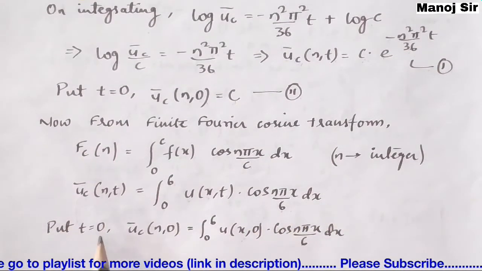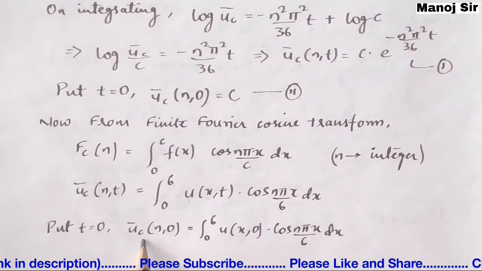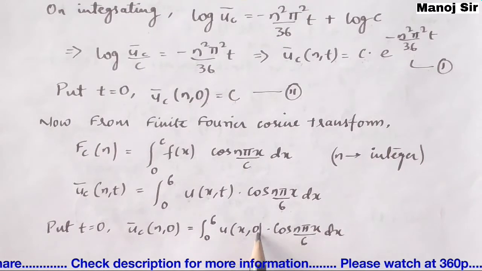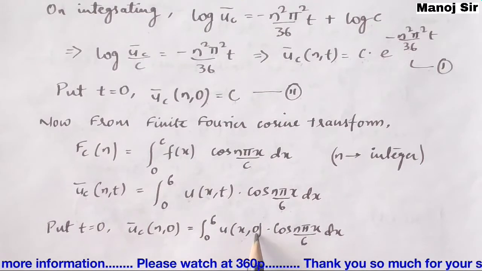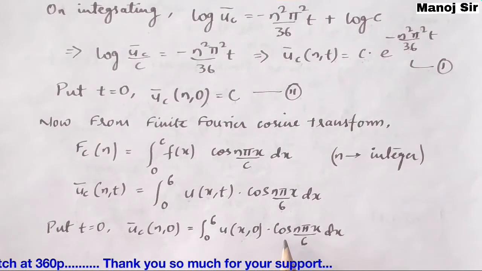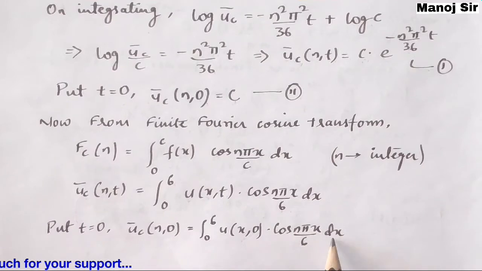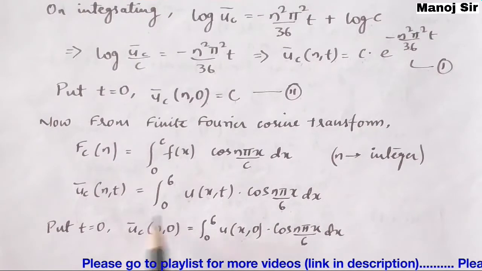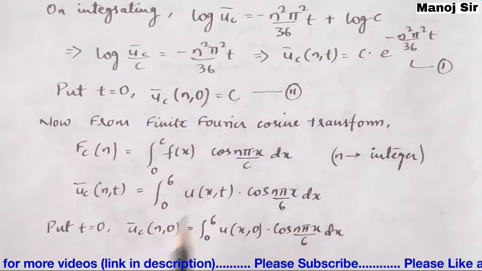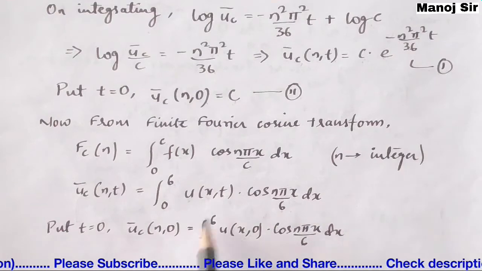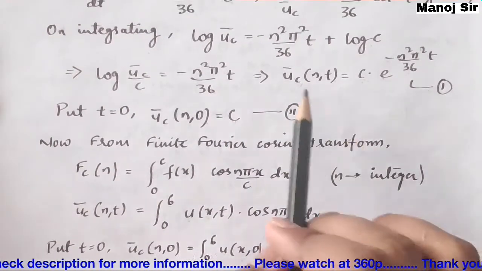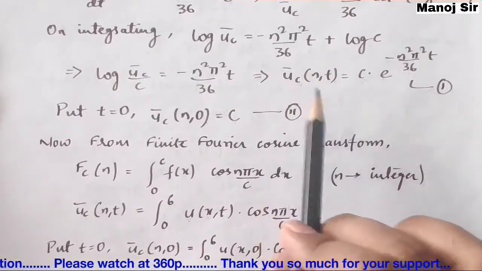Now simply put t equal to 0 in this equation. So this is going to be u bar c of n comma 0, and this equals integration 0 to c of u of x comma 0 into cos of n pi x upon 6 dx. Since we have put t equal to 0, this is equal to this. On solving this, you will get this part, and this is c. If you compare this with this, the value of this integration is going to give me the value of c. Now put the value of c in equation 1, so we'll get this part, and this is my target.